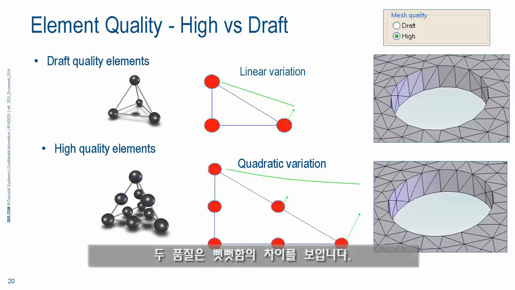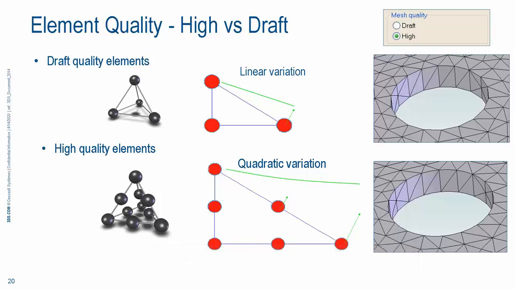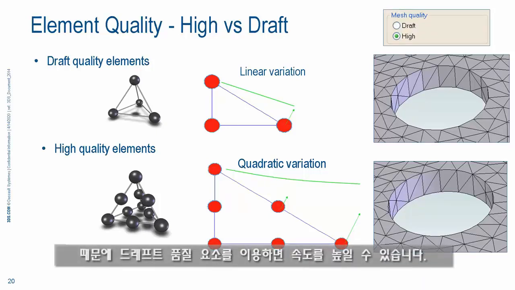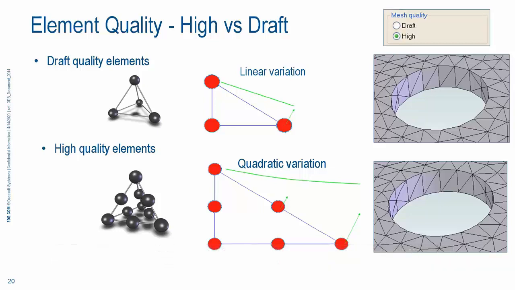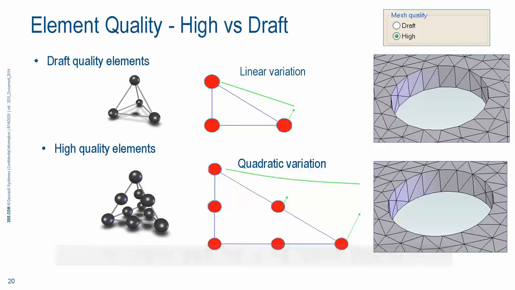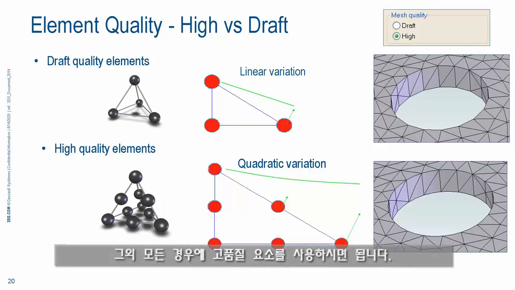We also have some differences in stiffness between these two. The draft quality element is a bit stiffer than a quadratic element. So use the draft quality element to get some speed. That's the benefit of using it. Otherwise, use the high quality element for all cases.